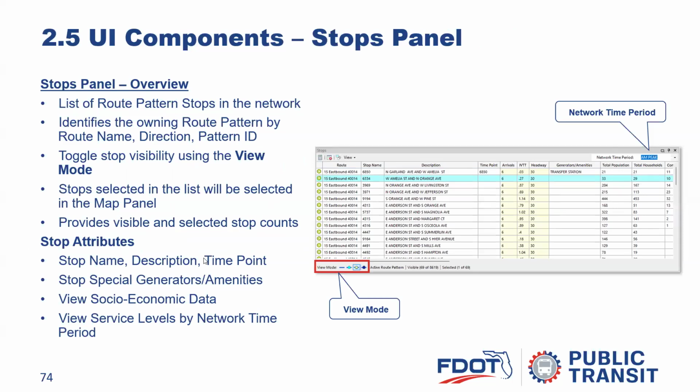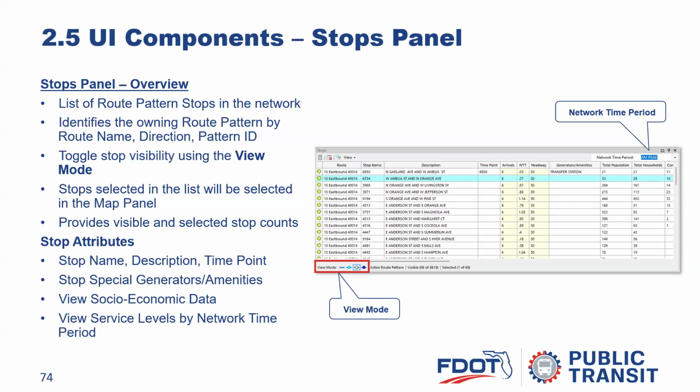Okay, so let's talk about the stops panel. So stops also kind of corresponds to what's in the map. So segments are selectable on the map and in the list. Routes are selectable in their list and on the map. Stops are selectable in the list and on the map. So all of them are selectable and interchange on the map.